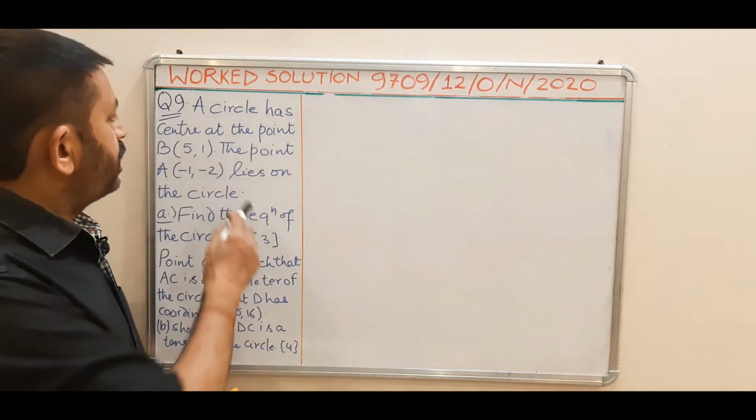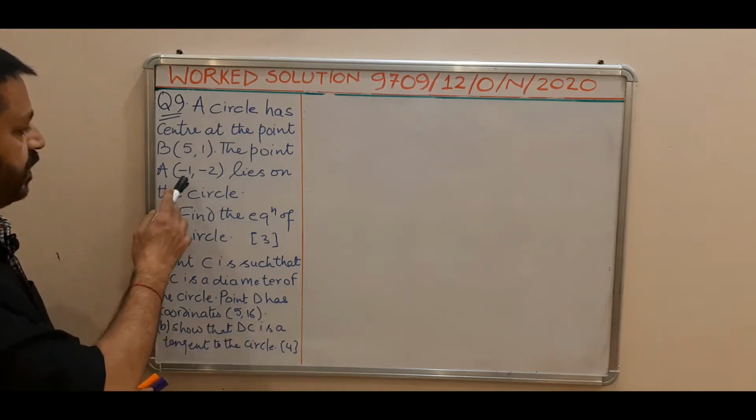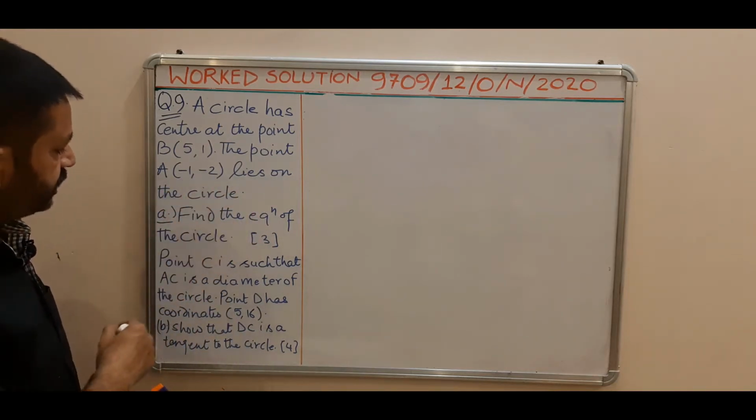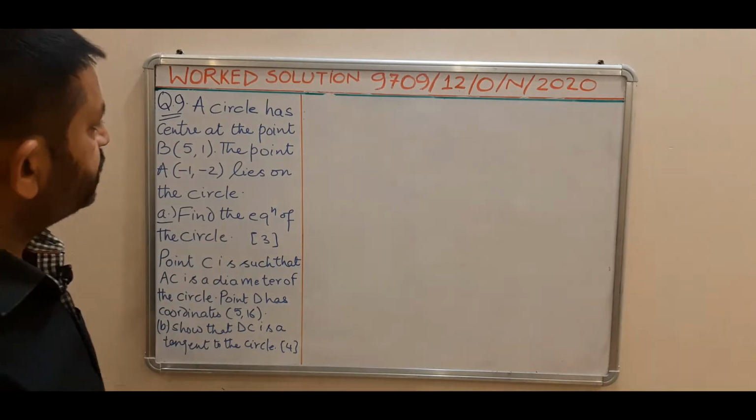Question number 9. A circle has center at the point B (5, 1). The point A (-1, -2) lies on the circle. Part A: find the equation of the circle, and this question carries 3 marks.